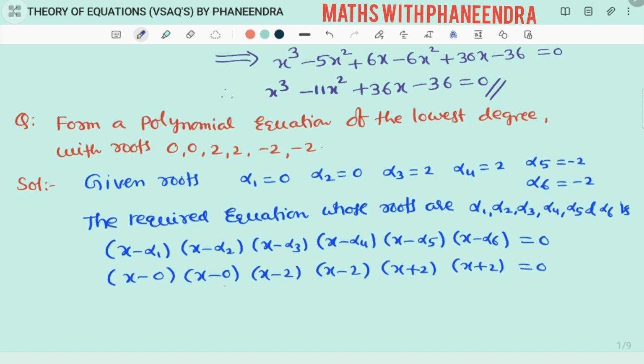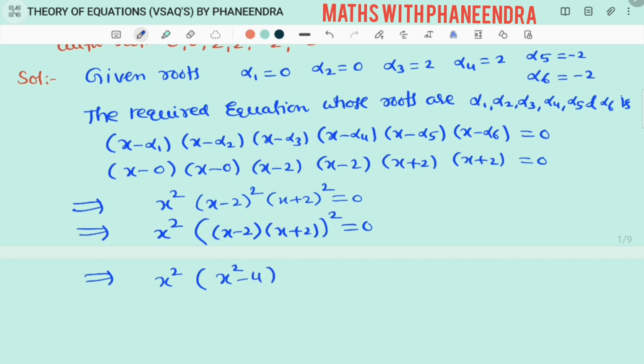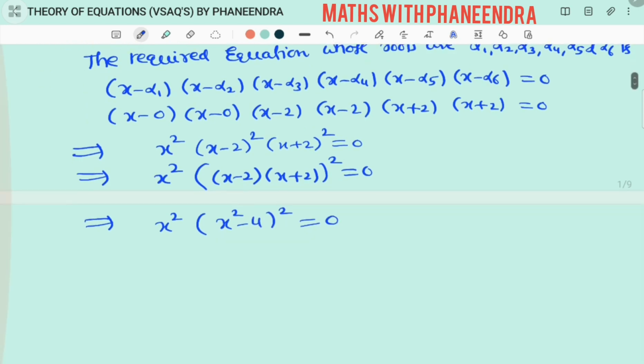So (x minus 0) into (x minus 0) is x square only. Now we can write it here: x square, (x minus 2) into (x minus 2) is (x minus 2) whole square, (x plus 2) into (x plus 2) is (x plus 2) whole square. So after that what we have to do is x square into (x minus 2) into (x plus 2) whole square. So that implies x square, a plus b into a minus b is a square minus b square, so x square (x square minus 4) whole square is equal to 0.